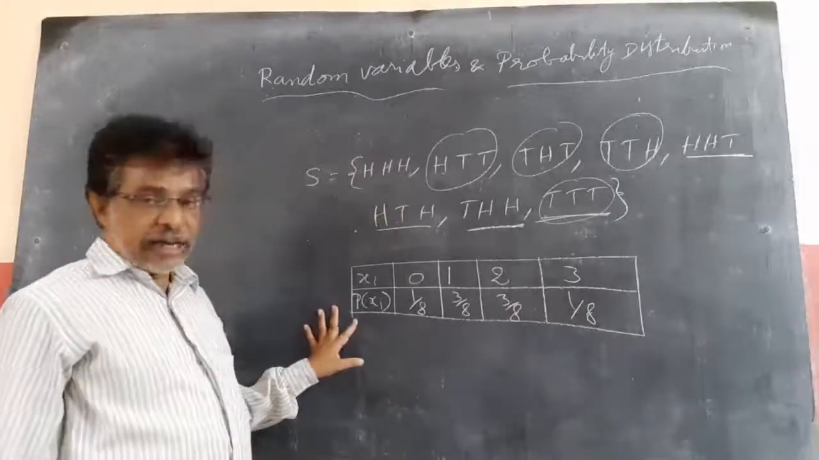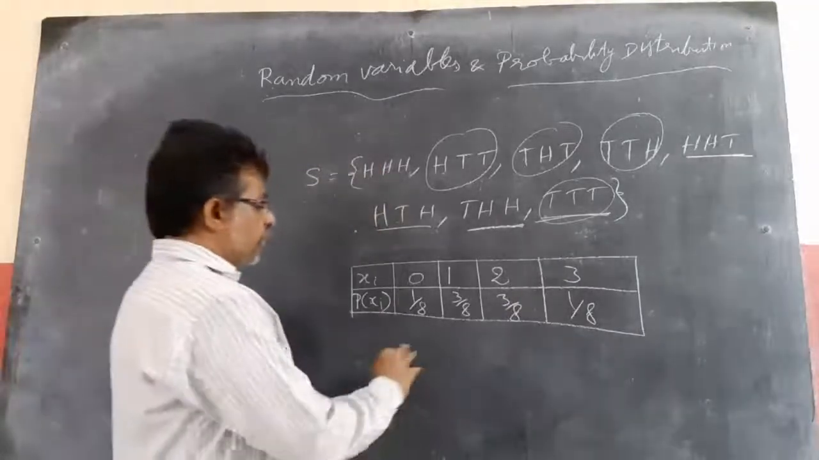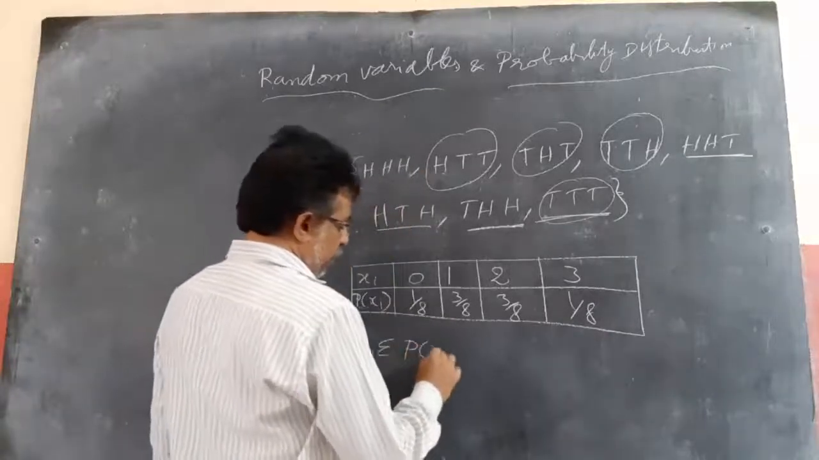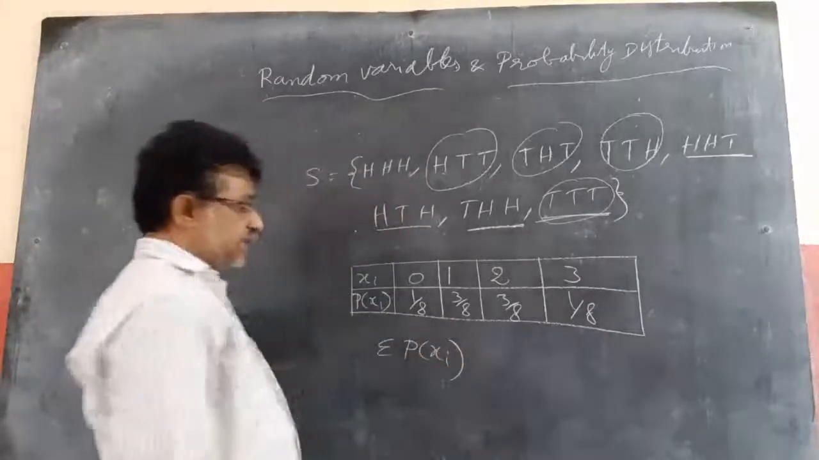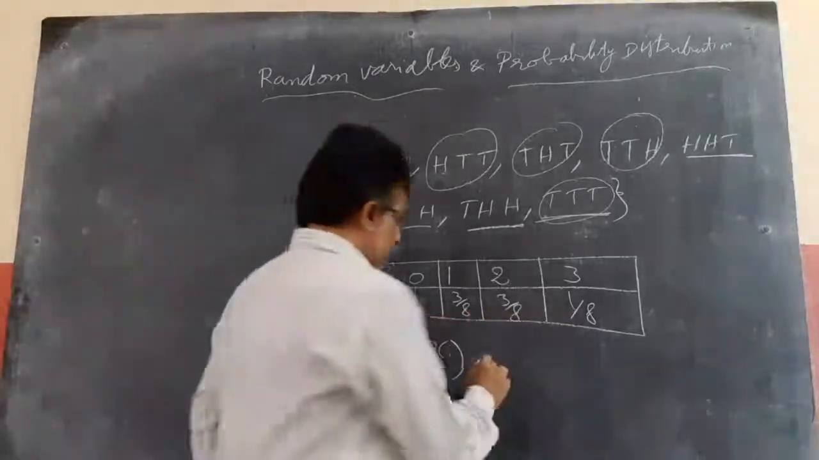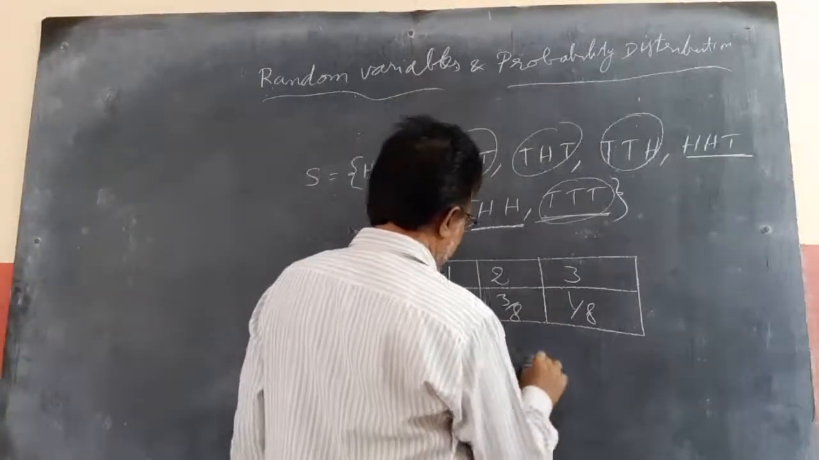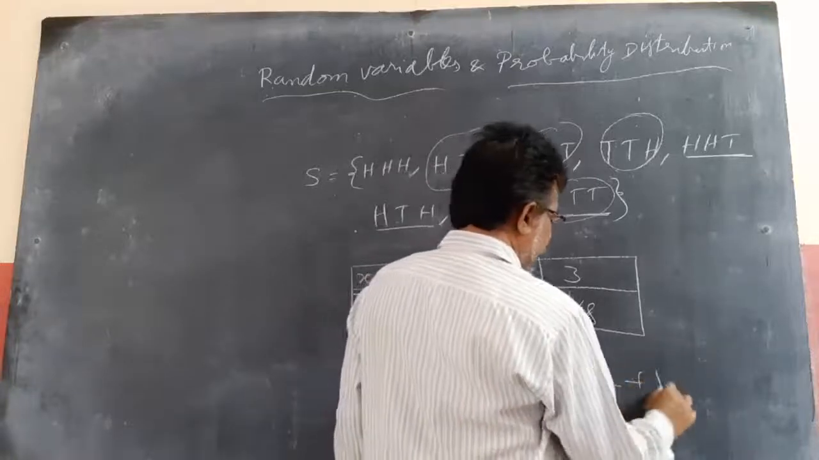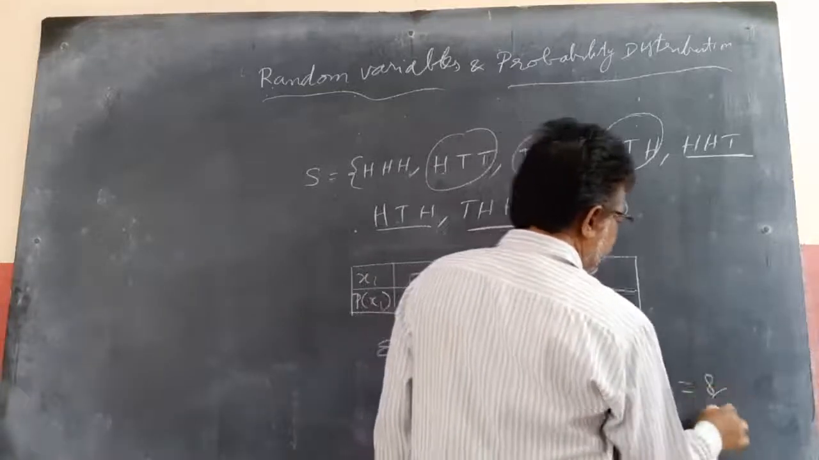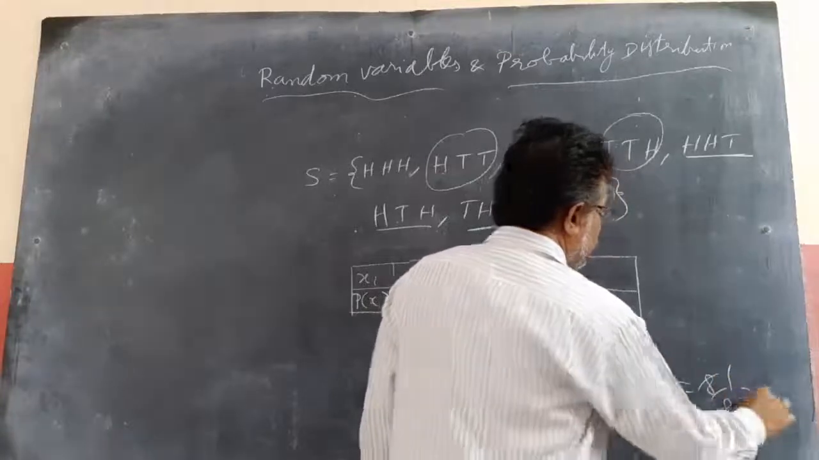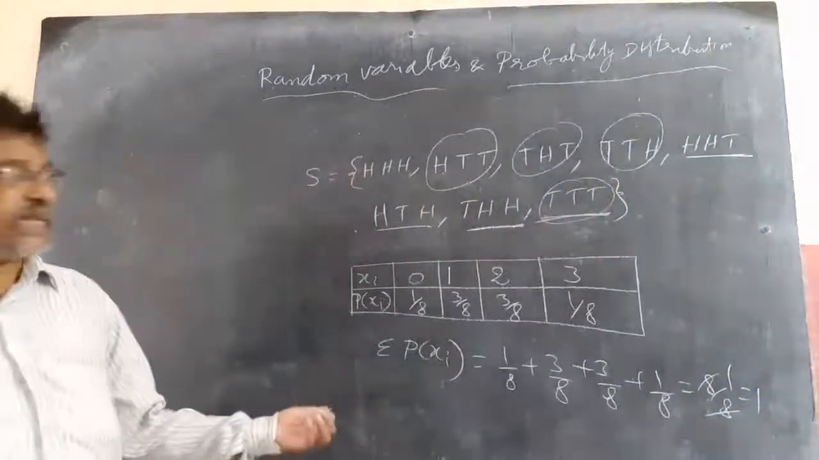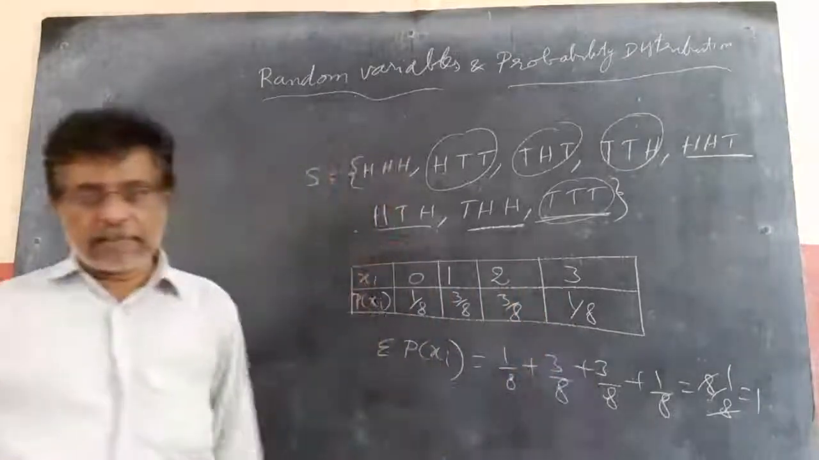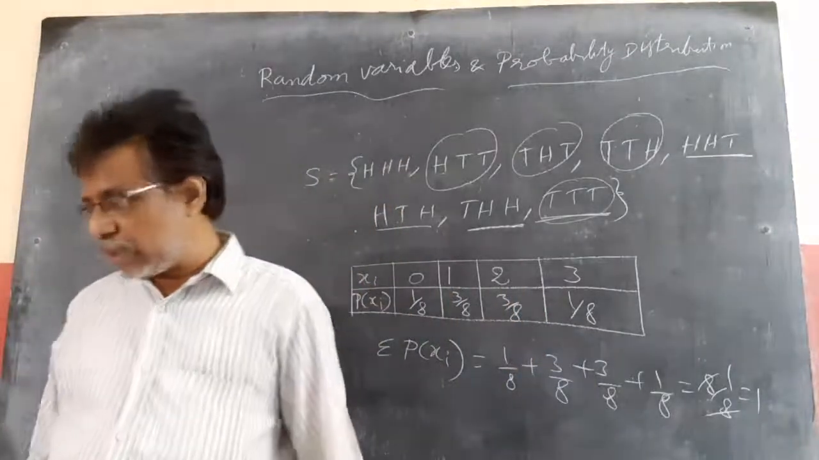One more thing: sigma of P of xi means adding all these, and what you get is always 1 by 8 plus 3 by 8 plus 3 by 8 plus 1 by 8, so 8 by 8, which is 1. So the sum of P of xi in a random variable's probability distribution is always 1.